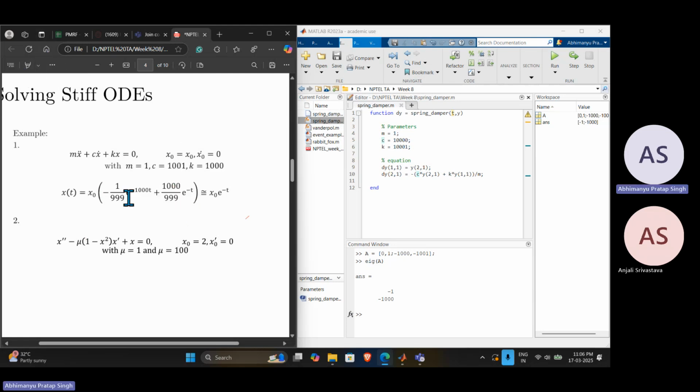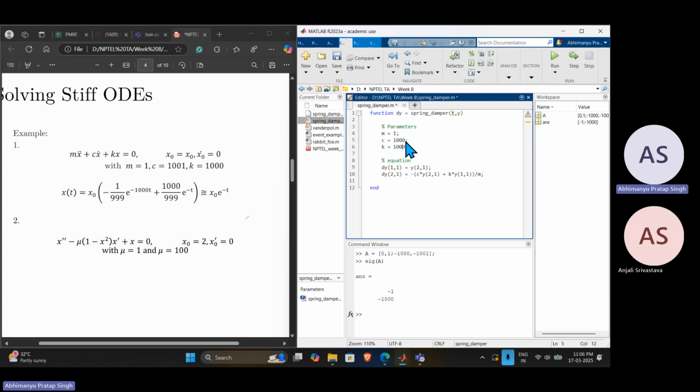So we get a true solution as this. In this, you can see that this term will be very fast to decay, whereas this term will decay very slowly, right?